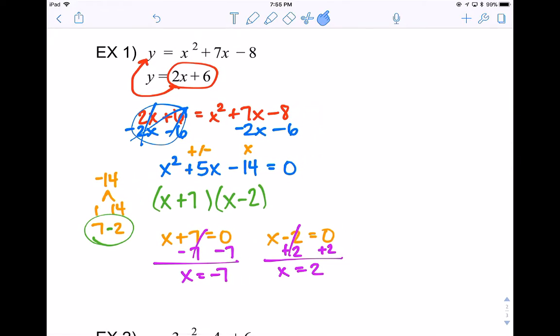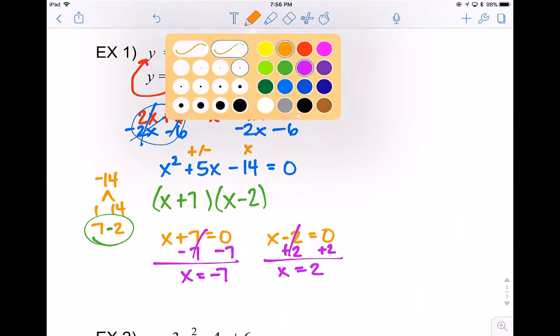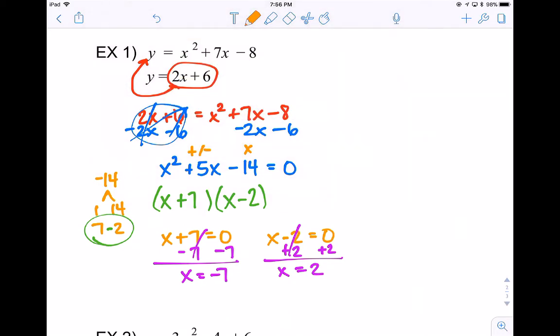We're still talking about systems of equations here, which means our answers are still ordered pairs. We still need an x and a y for our final answer. So we have two x values right now, which means we need to find two y values. So the way we can do this, we can take those x values and plug them back into either one of the original equations to solve for y. So I'm going to keep it easy. Let's plug it into this linear equation so we don't have to worry about squaring anything.